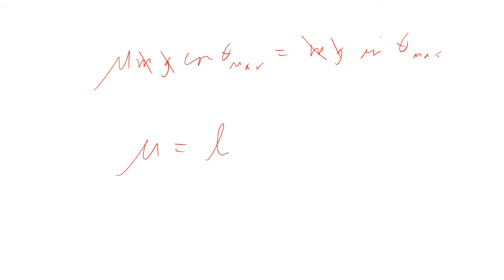So mu mg cosine theta max equals mg sine theta max. Well, the m's cancel, the g's cancel, so mu is going to be the sine over cosine, so tangent theta max. Okay, so if you happen to know the coefficient of static friction here, then you could figure out the maximum angle. The maximum angle would be equal to the inverse tangent of mu sub s. So that means that you ought to be able to figure it out.